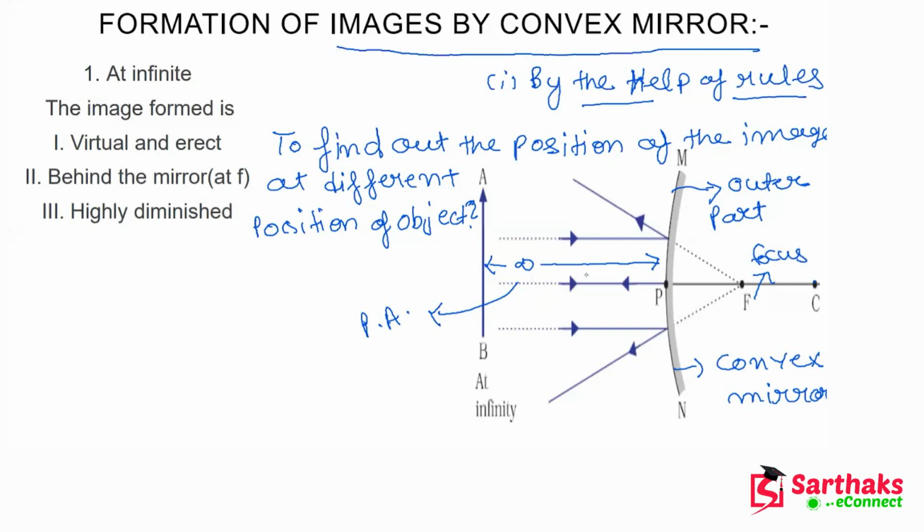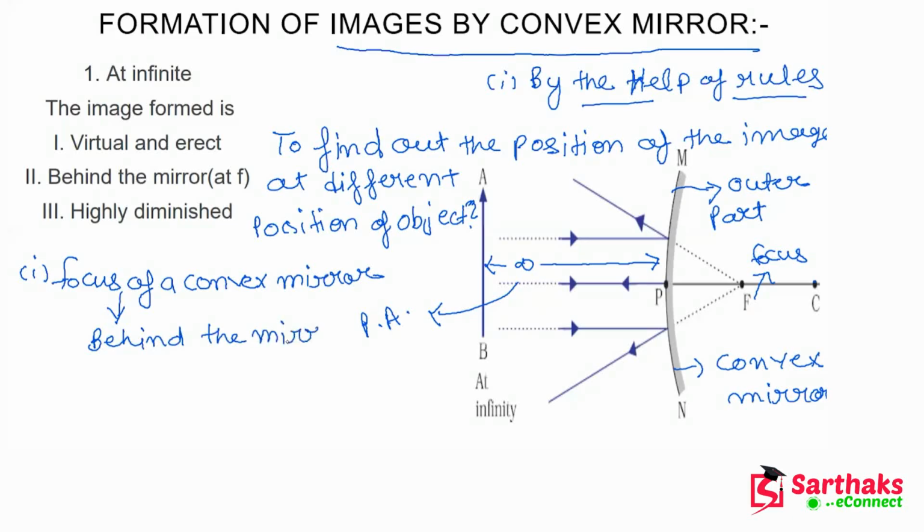In the case of concave mirror, remember, the focus used to be on the same side of the mirror, but here the focus is behind the mirror. So this is the difference between the concave mirror and a convex mirror. Let me write it here for you. Focus of a convex mirror is behind the mirror. Okay, I hope you got my point.